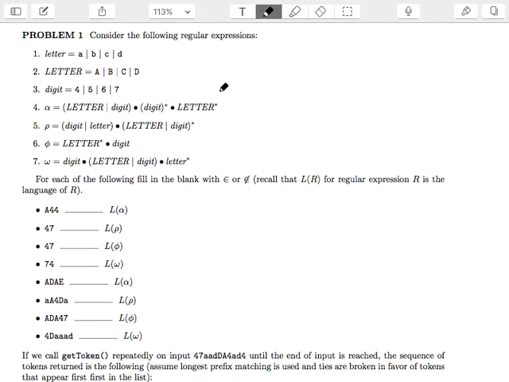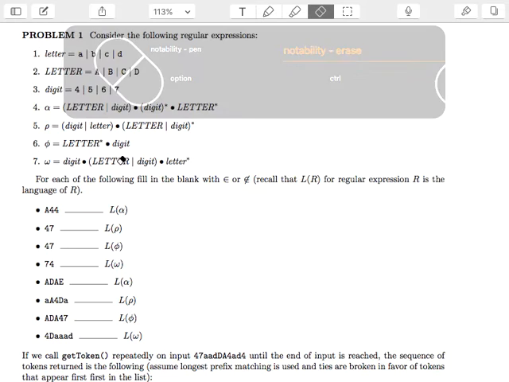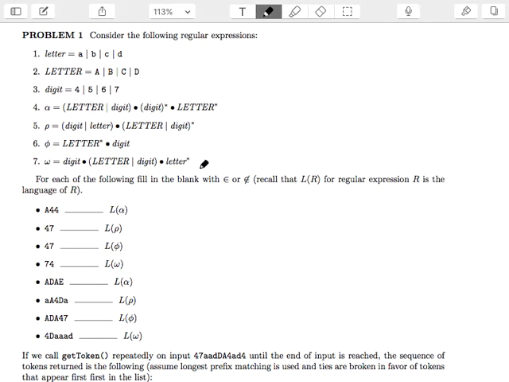So rho is a digit or letter followed by any combination of digits, letters, or capital letters, any number, zero or more. Phi is letter star, any number of capital letters, followed by a digit. W is a digit followed by a capital letter, or a digit followed by any number of lowercase letters.